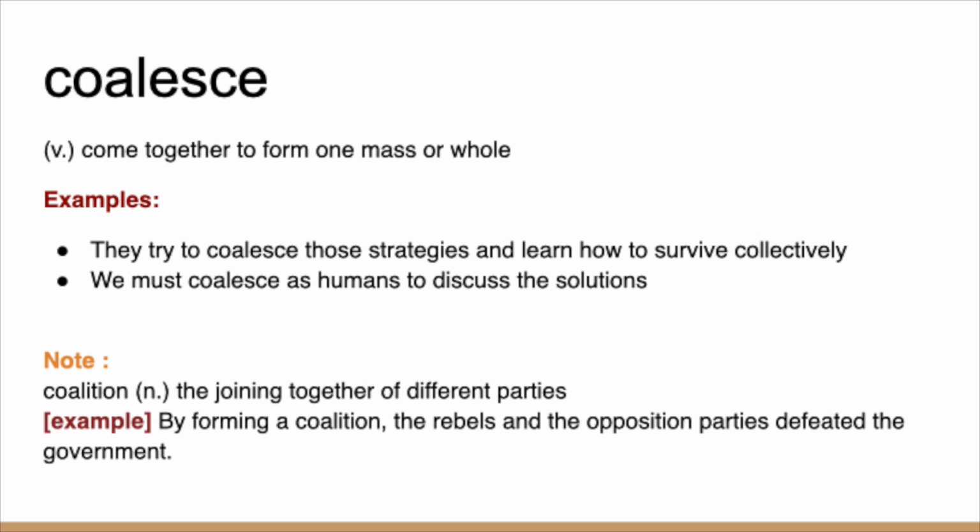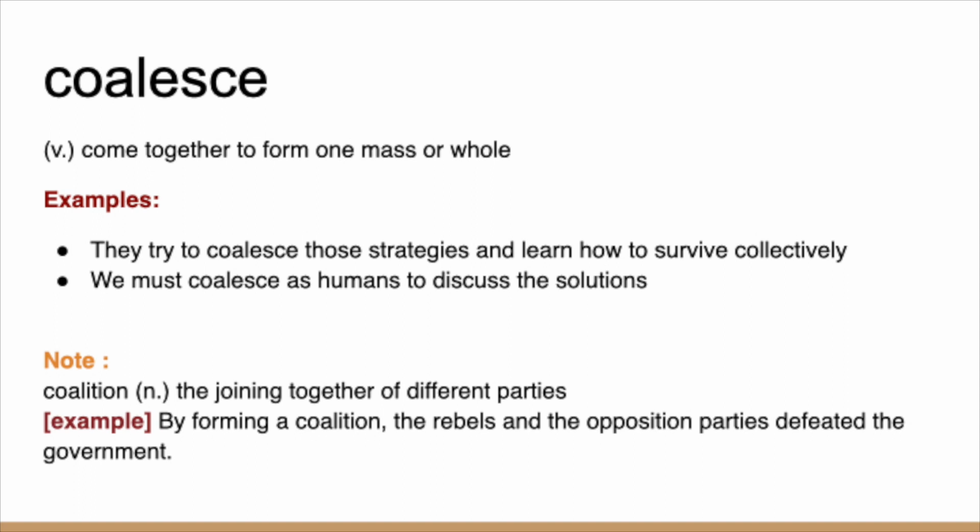Let's look at a second example here. We must coalesce as humans to discuss the solutions. So here, coalesce as humans basically means come together as humans. So instead of saying we must come together as humans to discuss the solutions, the GRE way is we must coalesce as humans to discuss the solution. So coalesce, come together to form one thing.